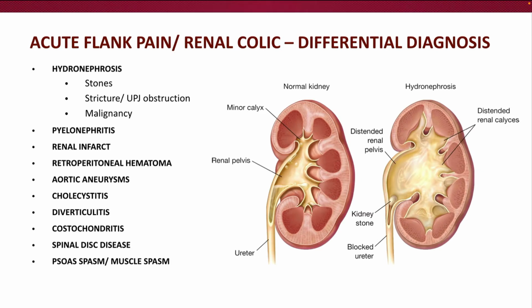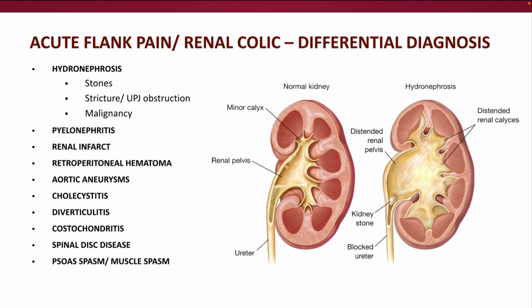So if it's not from the stone for flank pain, what else could it be? Well, obviously, if they have hydronephrosis, it could be the stones, but it could be stricture, UPJ obstruction, or malignancy. Just pyelo will cause flank pain, renal infarct, retroperitoneal hematoma. I mean, these are all things you're going to pick up on imaging anyway. Aortic aneurysms, cholecystitis, diverticulitis can mimic flank pain.